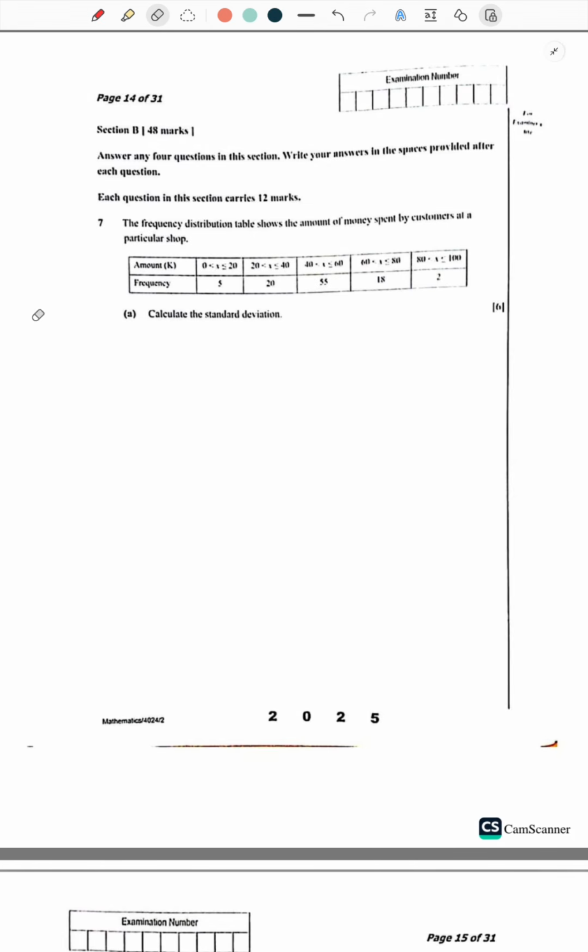Now, the formula for standard deviation, which you should be able to know, is this one. Standard deviation is equal to the square root of the summation of all frequencies multiplied by x to the power 2 over the summation of all frequencies, minus your mean squared. Okay, so this is your formula for standard deviation. Now, the first thing you would want to find is simply your mean. How do you find your mean?